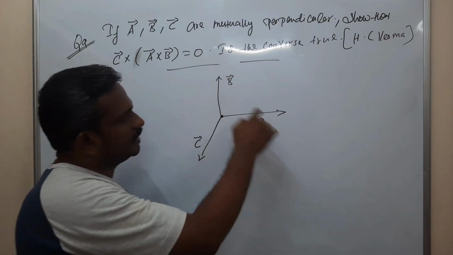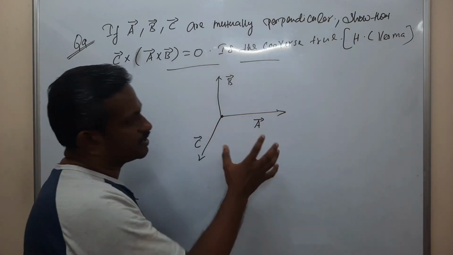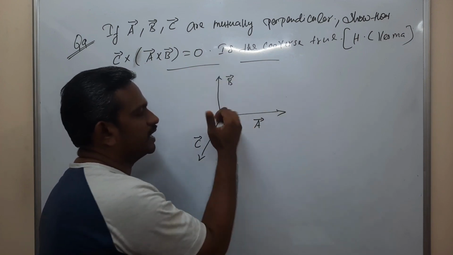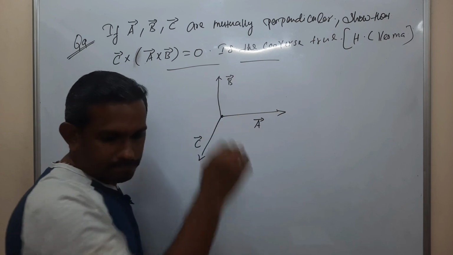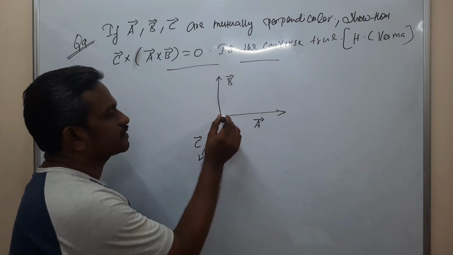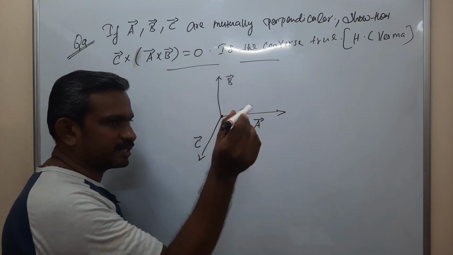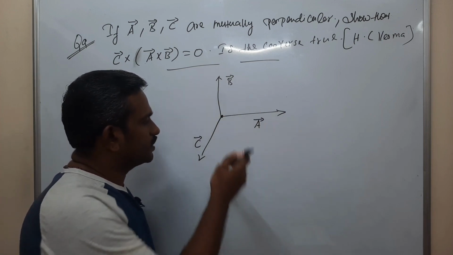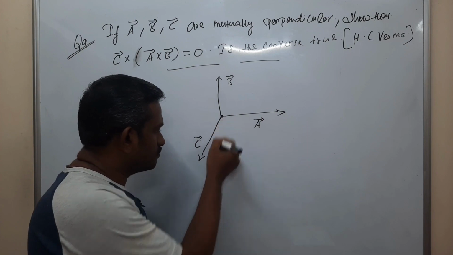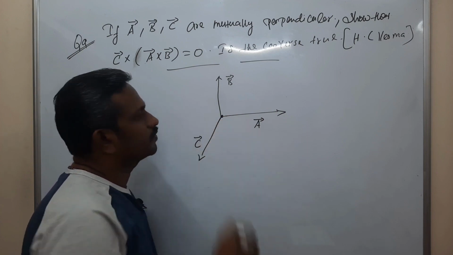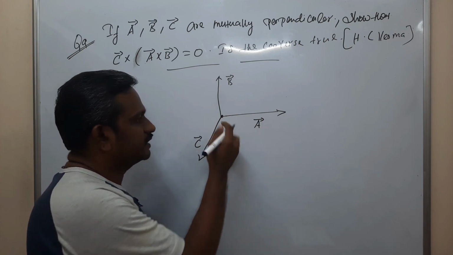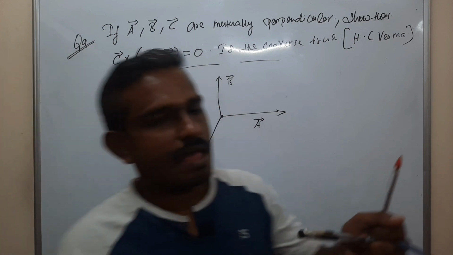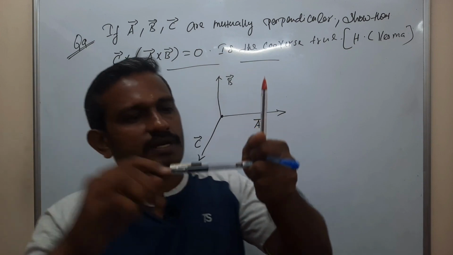Actually, A vector, B vector. This is the plane. This board is the plane which contains the vectors A and B. So the direction of the C vector is like this. The C vector is acting outwards from the board. So that vector we have shown like this, C vector. So A vector, B vector and C vector.